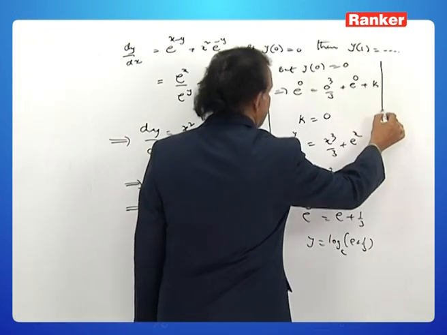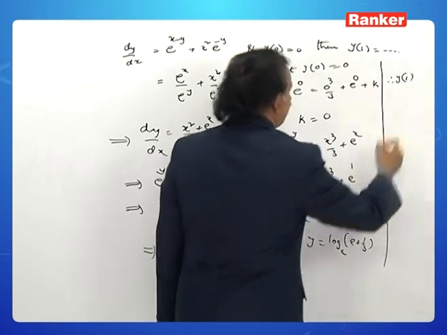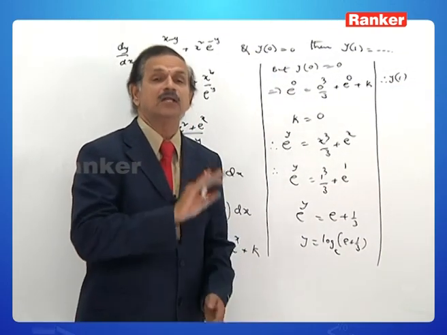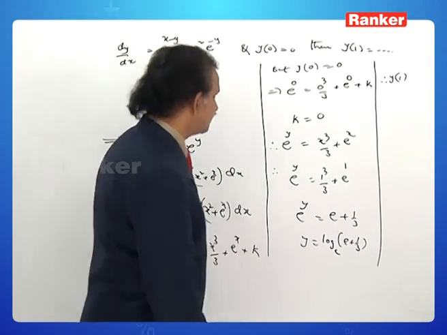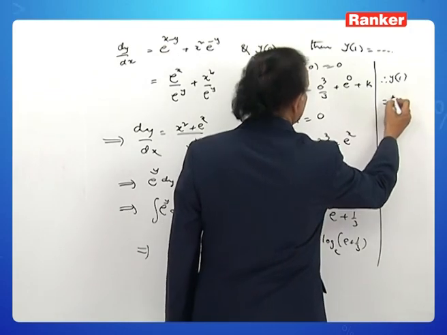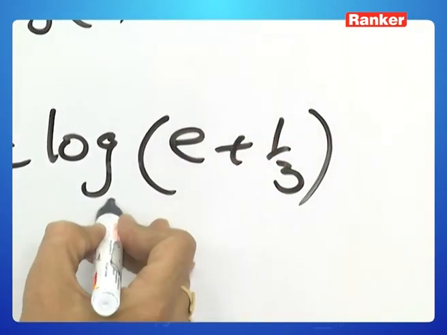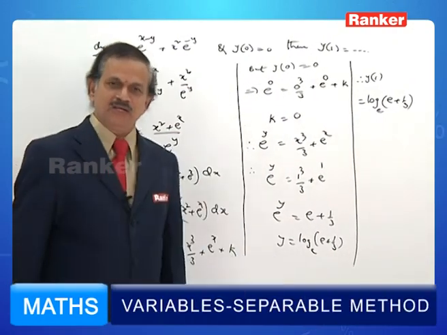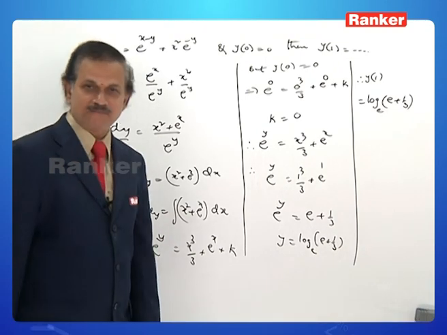So what is the value of y when you put x equal to 1? What is the actual and exact meaning of y at 1? The value of y when x is 1. y of 1 is equal to log of e plus 1 by 3 to the base e, of course ln of e plus 1 by 3. That's it. That is the answer. Please note down these steps.